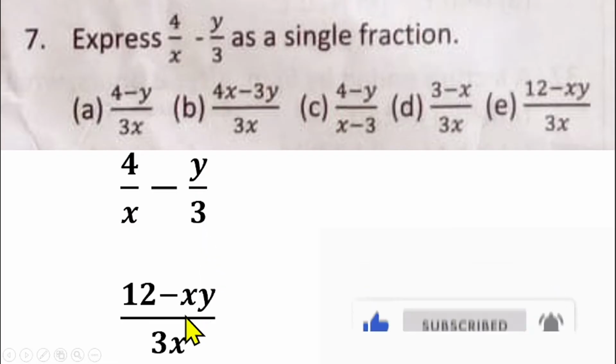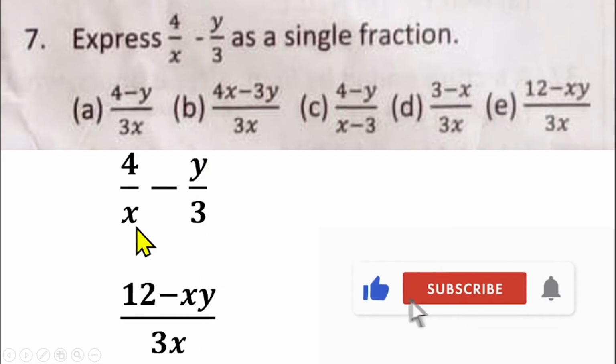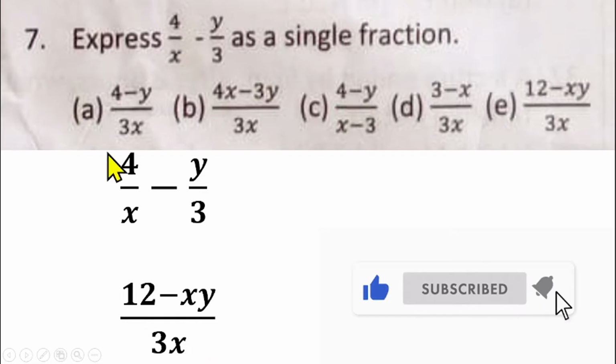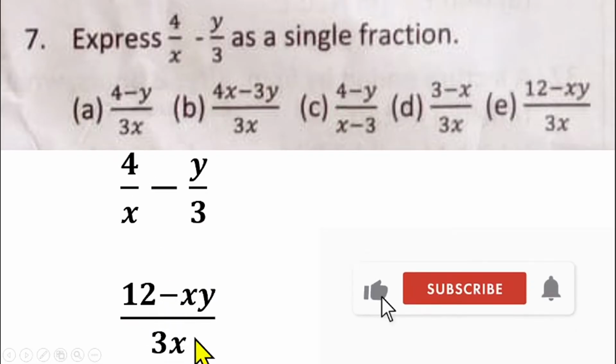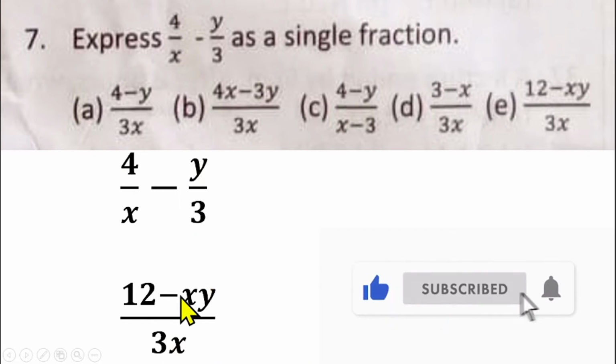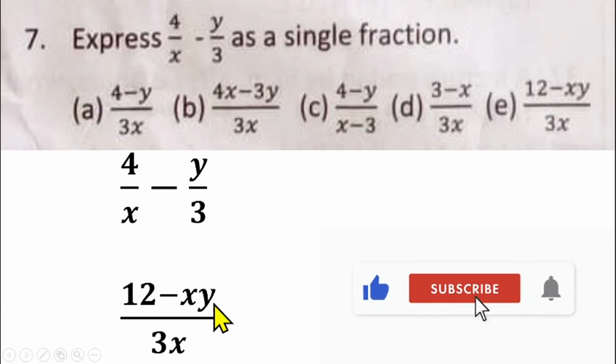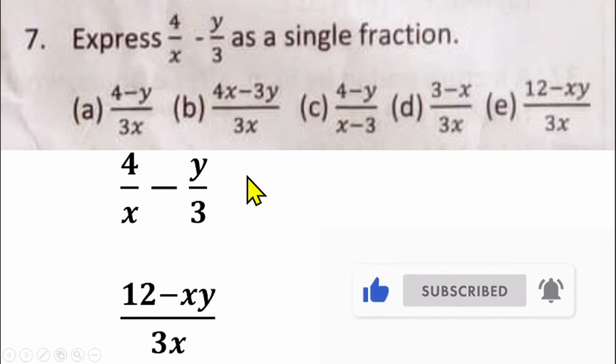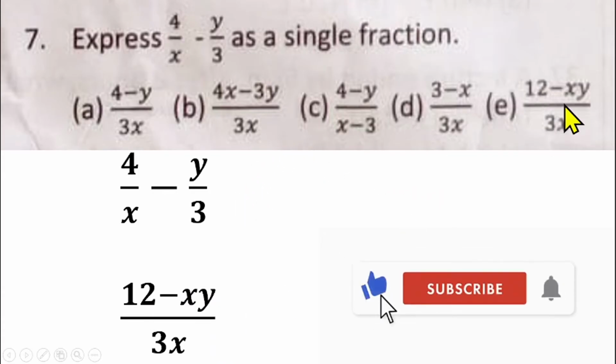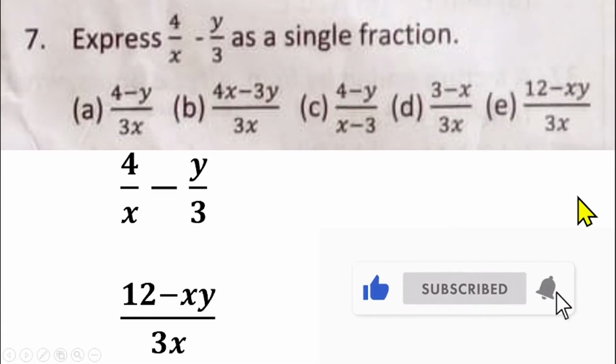That's 3x. So the LCM is 3x. x in 3x will give us 3. 3 times 4 is 12, minus 3 in 3x will give us x, times y will give us xy. So this is a single fraction now, there's nothing we can do further. So we have 12 minus xy over 3x, which makes option E the right answer for question number 7.